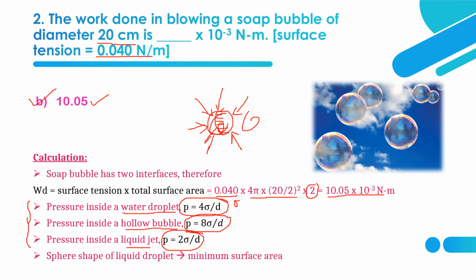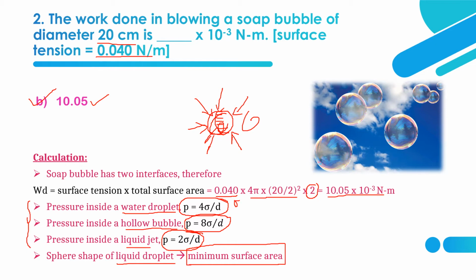And the liquid droplet shall be of spherical shape because the spherical shape has the minimum surface area. So by getting the minimum surface area, the shape is got as a sphere. So the sphere shape of a liquid droplet is due to minimum surface area, unlike other shapes.